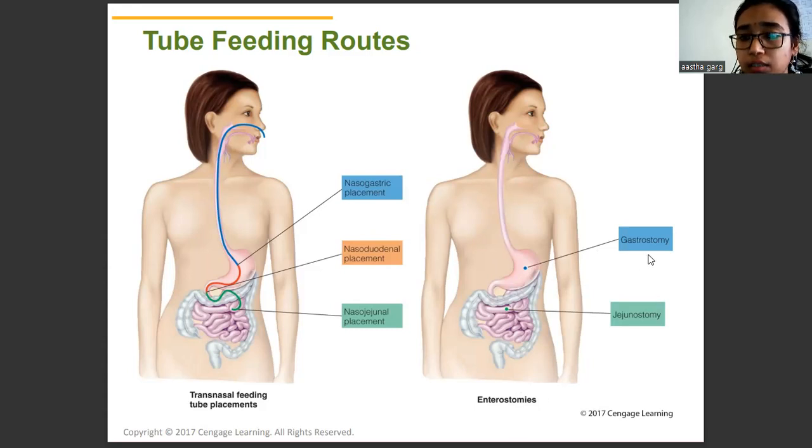enterostomies are done. That is, the tubes or the openings are made directly at the stomach or the intestine. Those methods are known as gastrostomy and jejunostomy. Then the food is directly fed into the stomach. If the opening is made in the portion of the stomach, the method is known as gastrostomy. And if the opening is made in the jejunal portion of the small intestine, then the method is known as jejunostomy. So these are the tube feeding routes, or the different types of routes for enteral nutrition.